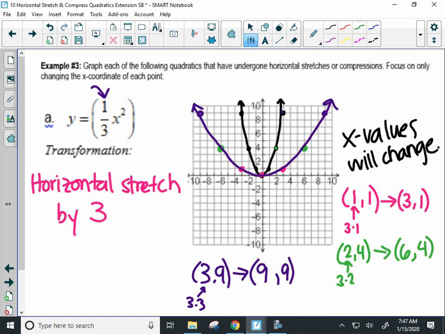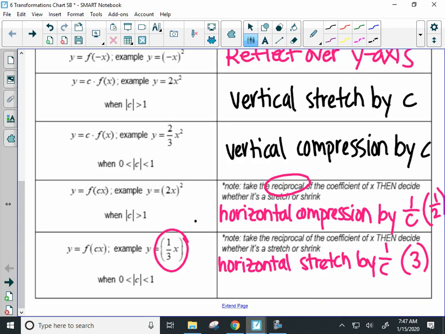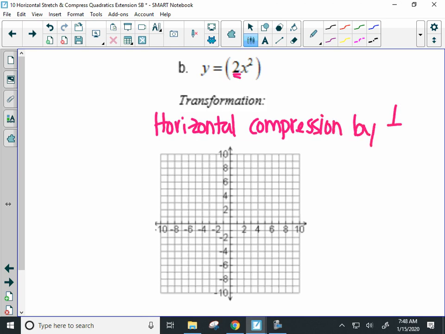Okay, let's try it again. And b, I have y equals (2x) squared. Now this one, because the number inside the parentheses is greater than 1, just like this problem here, I'm going to have a horizontal compression by the reciprocal of that value. So here I have a horizontal compression by the reciprocal of 2, which is 1/2. So this graph's going to get half as wide, so it's going to get narrower.